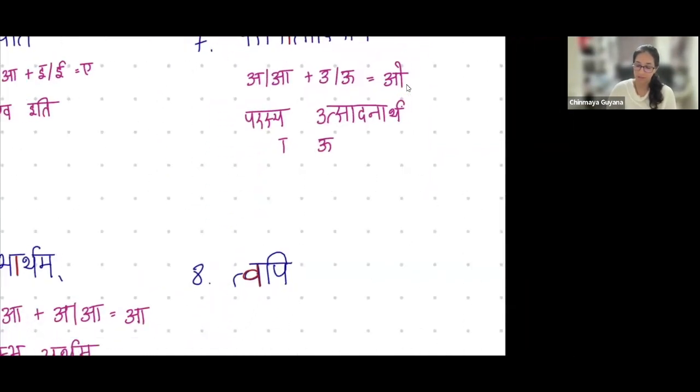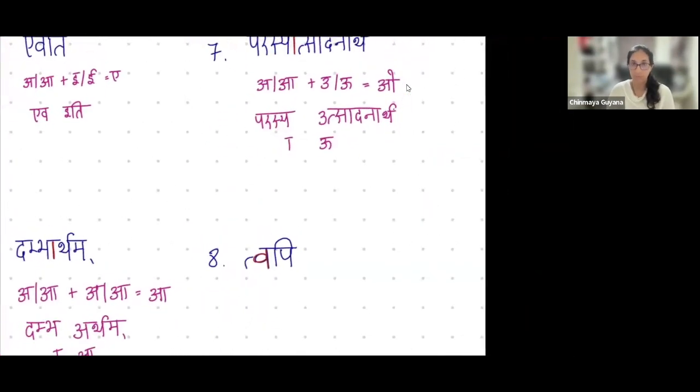The last one. Tvapi. V comes from U plus vowel. The vowel here is A. U plus A equals V. So the words are going to be tu and api. No alternative answer. This is not a vague sandhi. There's only one option.